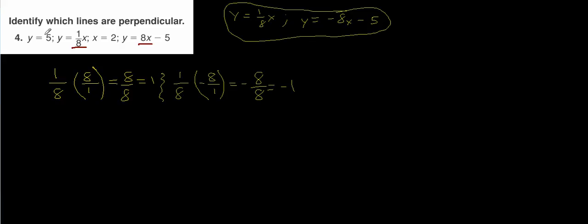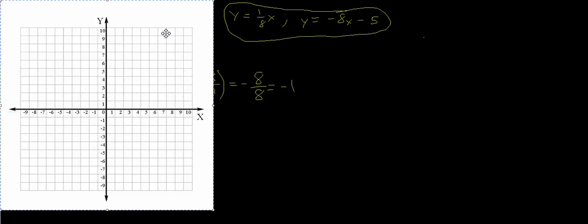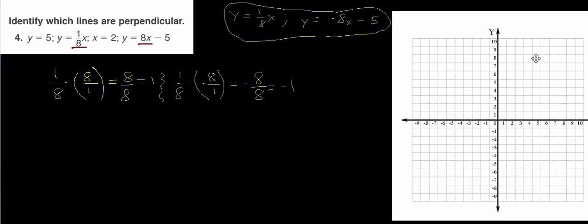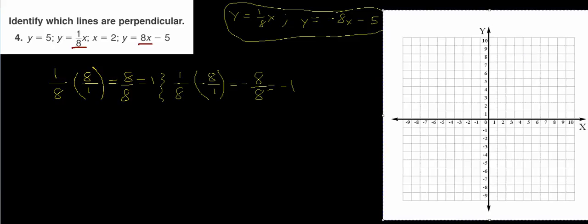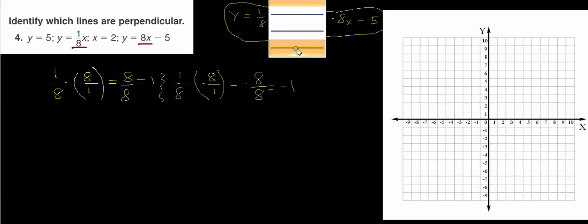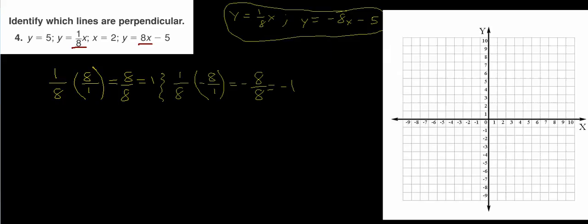Well, let's look at the other two values. y equals 5 and x equals 2. What the heck does that mean? Well, let's look at it. If I've got a graph here, I'm going to plot these two lines. I'm just going to change the size of my line real quick and change the color of it.